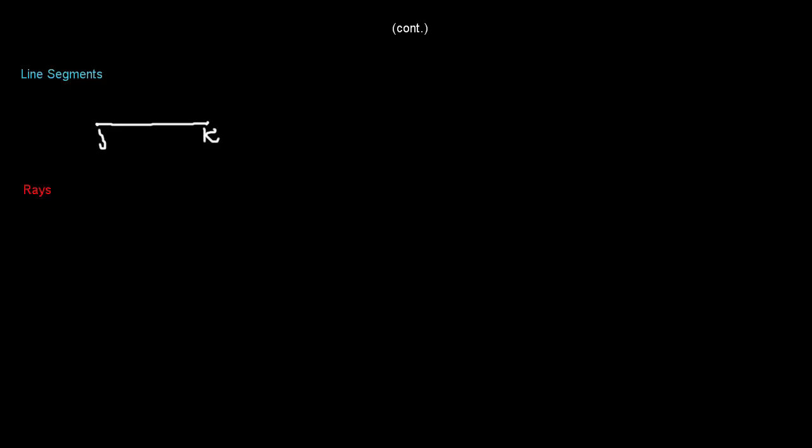we can call this JK, and we're just going to have a little straight line on top, with no arrows, of course, to signify that it does not extend forever. It is definite. It is not indefinitely extending.